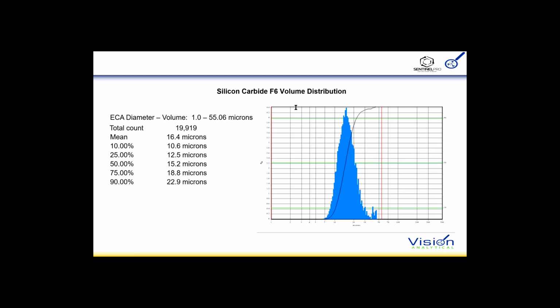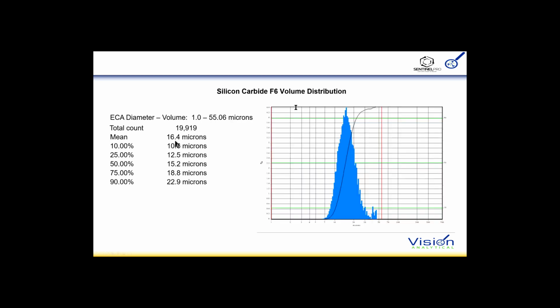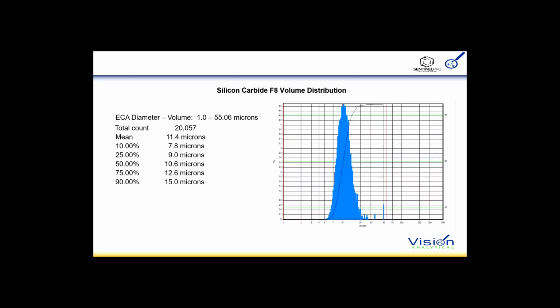The F8 distribution is wider when you compare the D10 to the D90: 10.6 versus 22.9, versus 7.8 versus 15. This is 2 to 1, and this is not 2 to 1. So the F6 distribution is tighter. F8 shows a smaller D10 particle size classification, so it has smaller particles. F8 has particles above 30 microns that force a result that makes the F6 look like bigger particles.